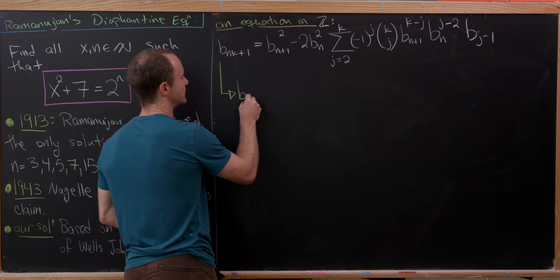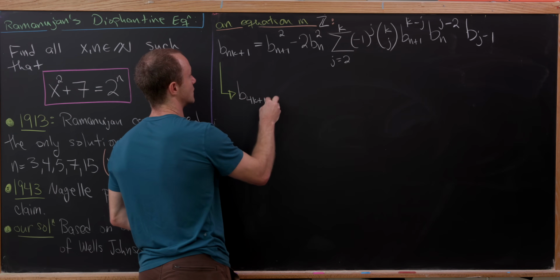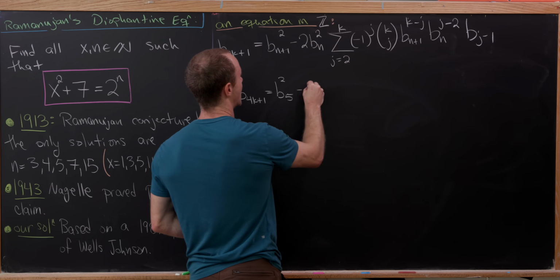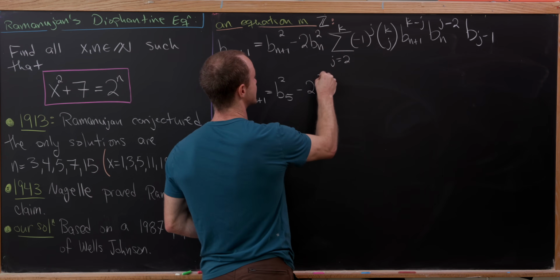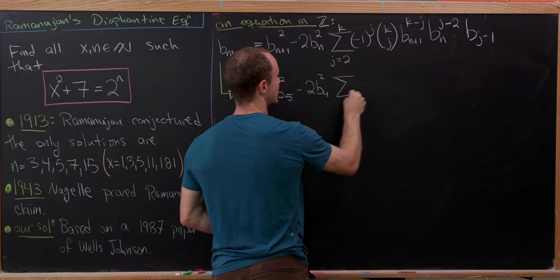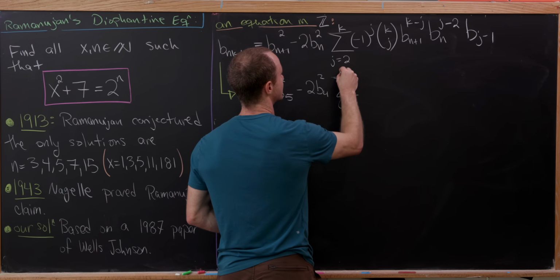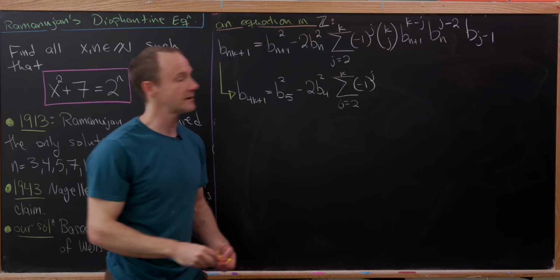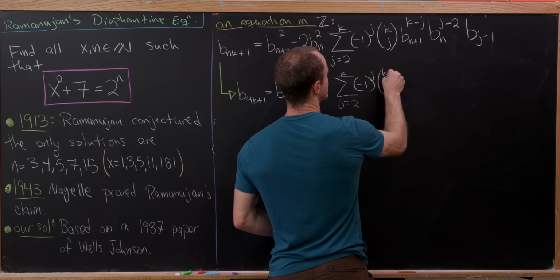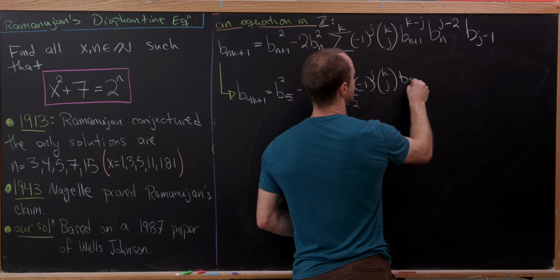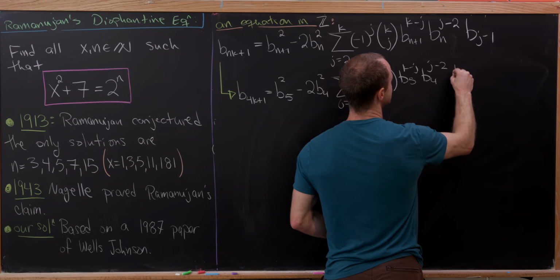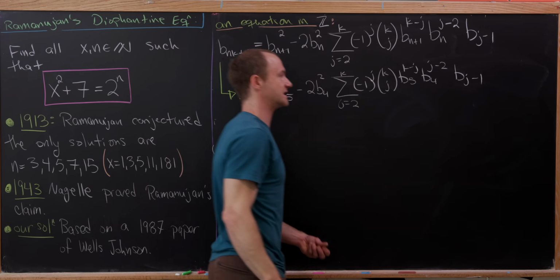So we'll have b sub 4k plus 1 equals b sub 5 squared minus 2 b sub 4 squared. And then we've got this sum here, j going from 2 up to k minus 1 of 2 to the j, and then we have k choose j, we have b5 k minus j, b4 j minus 2, and then b sub j minus 1.